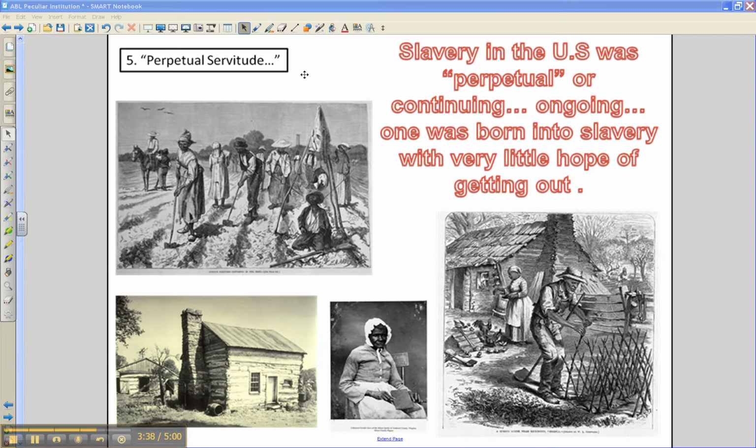In the United States of America, slavery was what we call perpetual. And what we mean by perpetual is it was ongoing, continuing. You could not get out of it. Anybody that was even 1 ounce slave was born into slavery, even if, imagine this, the slave owner was the father.